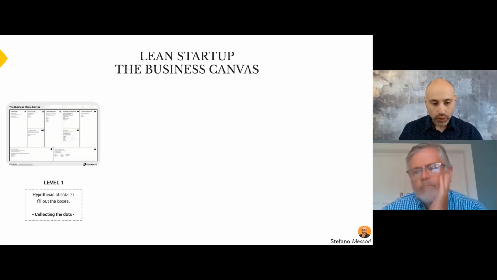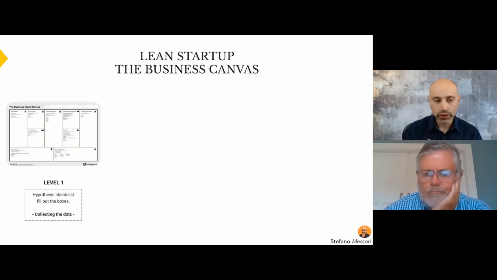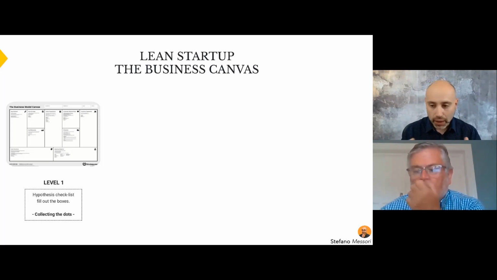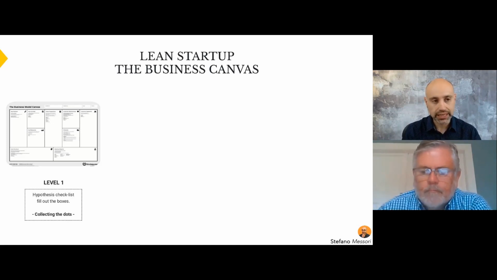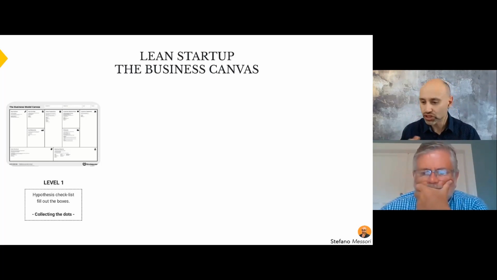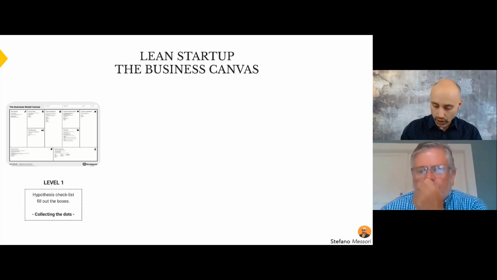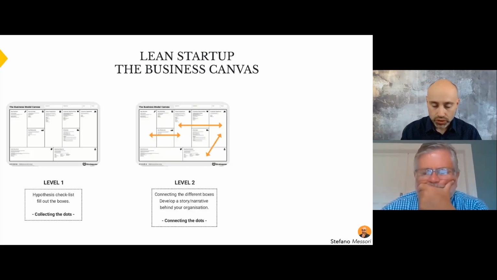Now, one suggestion that I give all the time is, when you think about lean startup and the canvas particularly, we can use the canvas at different levels. I'm afraid to say that I work with different organizations, and the way the canvas is used most of the time is just as a hypothesis checklist. Organizations throw post-its on the different boxes and say, that is my business model. That can be used as a checklist. But if you just stop there, you are losing most of the power of the business model canvas.